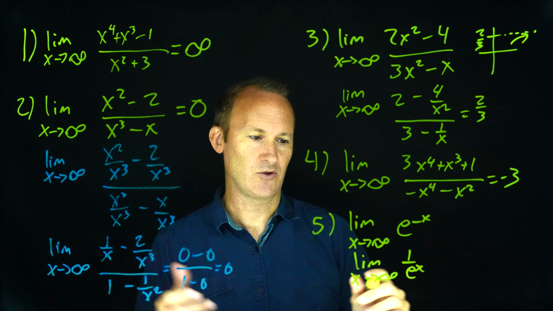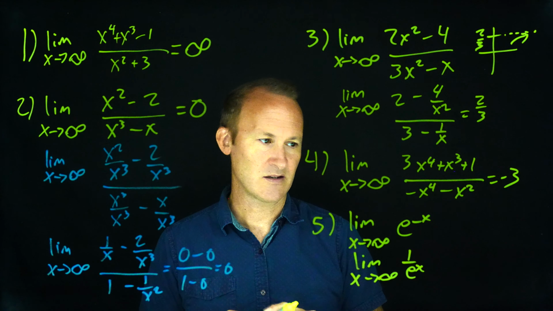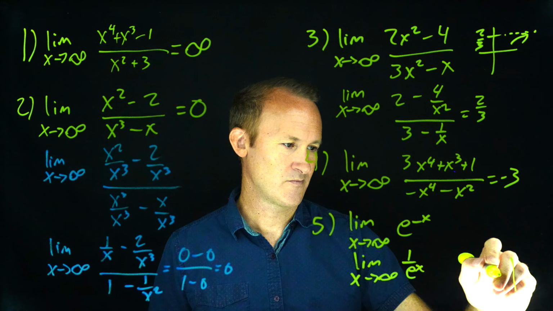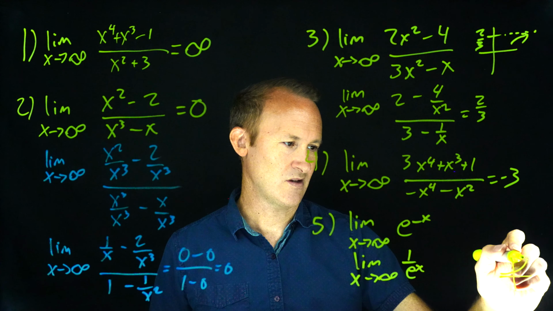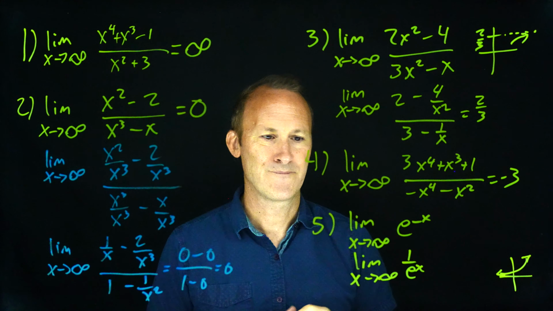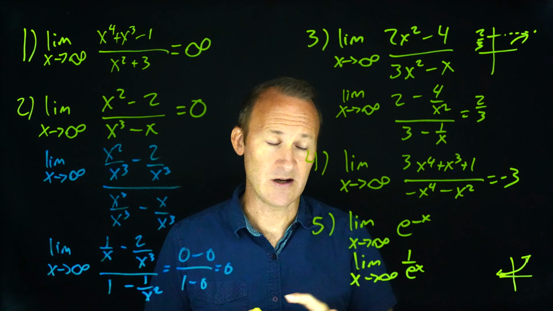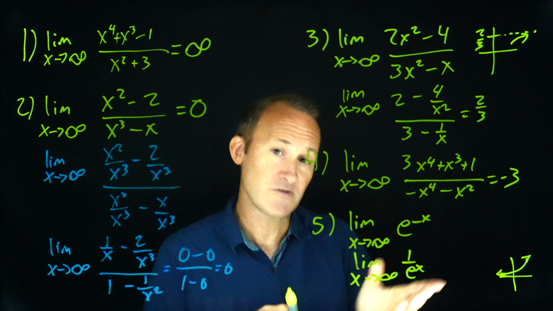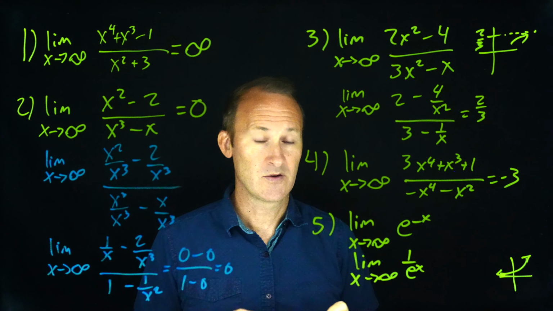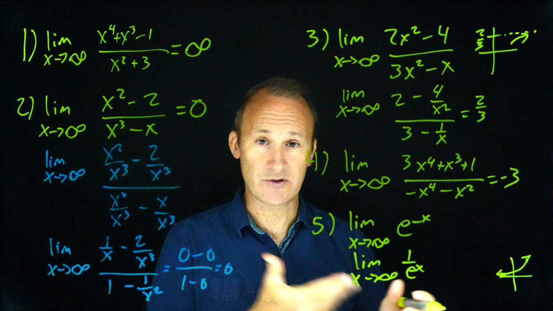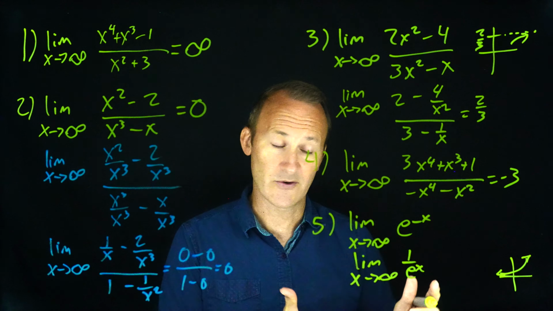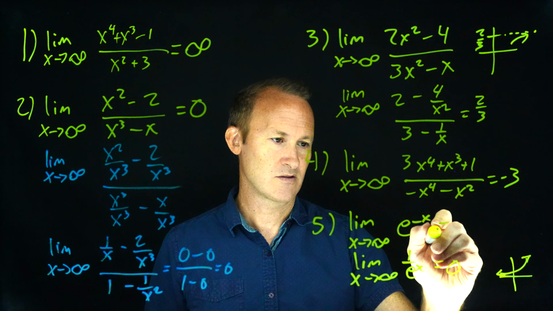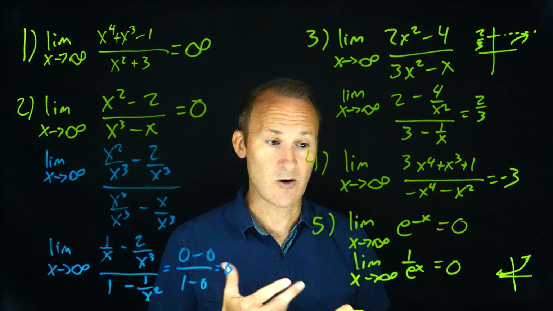I think it's a little more clear because e to the x, okay, e to the x is an exponential function. It goes like this, right? As x goes to infinity, e to the x grows without bound. E to the x goes to infinity, okay? So we have a denominator going to infinity, and 1 over infinity, in effect, gives us 0. So the correct answer for this is 0.